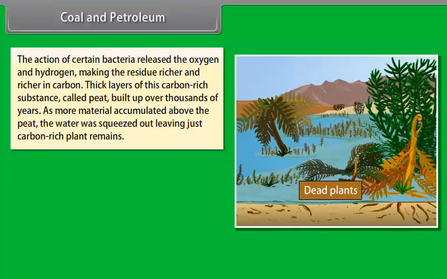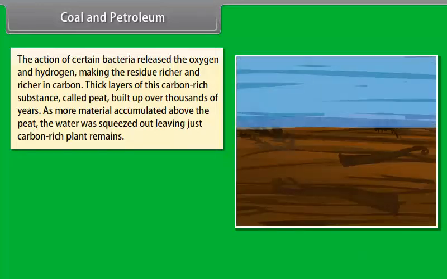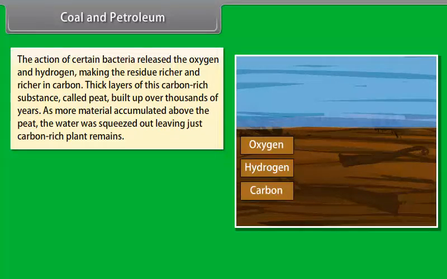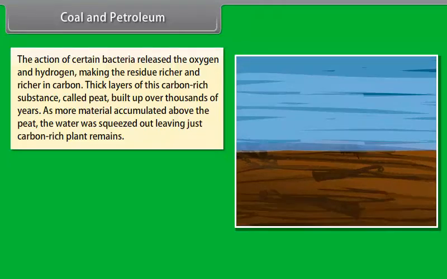The action of certain bacteria released the oxygen and hydrogen, making the residue richer and richer in carbon. Thick layers of this carbon-rich substance, called peat, built up over thousands of years. As more material accumulated above the peat, the water was squeezed out, leaving just carbon-rich plant remains.